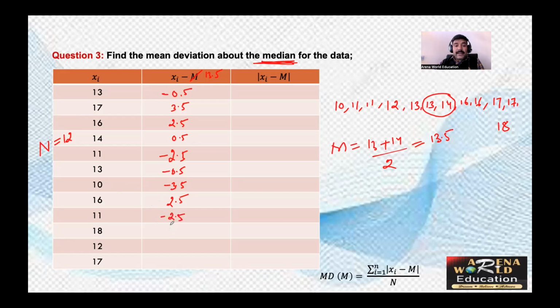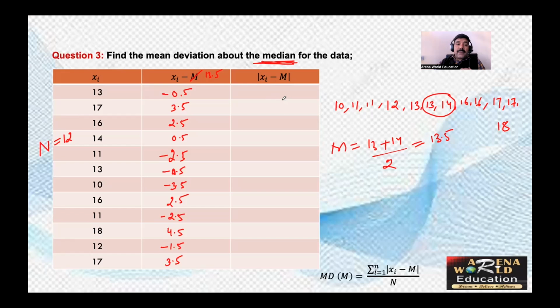18 minus 13.5, yes, it will be 4.5. And 12 minus 13.5, it is minus 1.5. 17 minus 13.5, yes, it will be 3.5, right? So these are the deviations from the median.